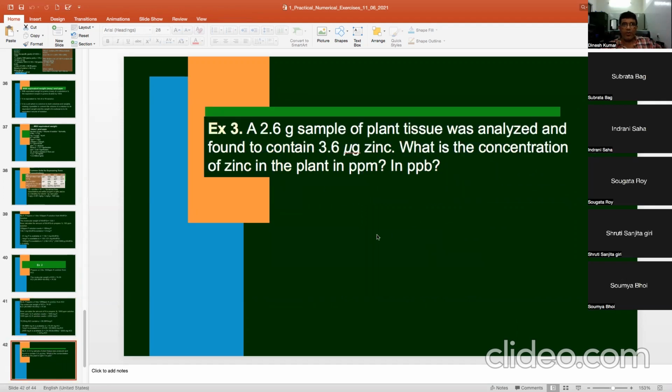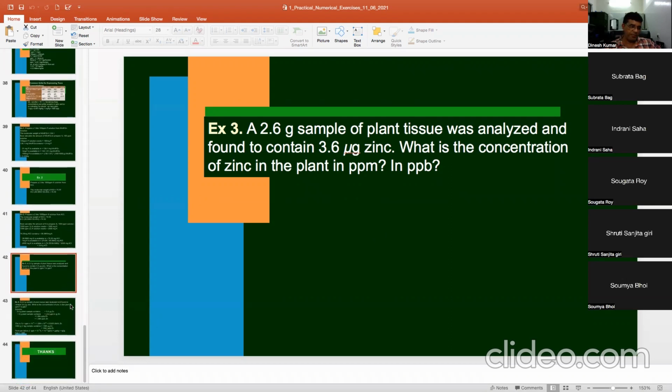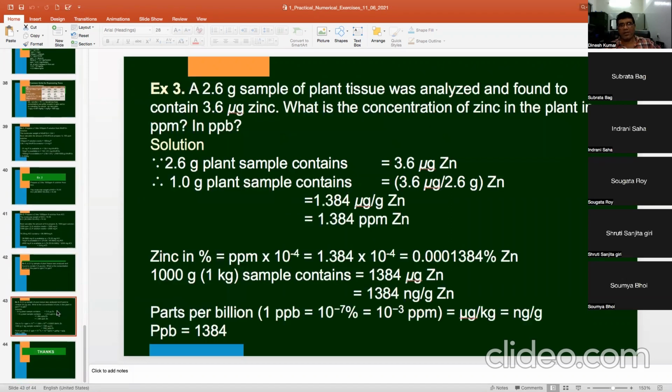This is your homework. A 2.6 gram sample of plant tissue was analyzed and found to contain 3.6 microgram zinc. What is the concentration of zinc in the plant in ppm or in ppb? So you know the table. From the table, you can convert it. This is the last slide. You can see here how it can be converted.